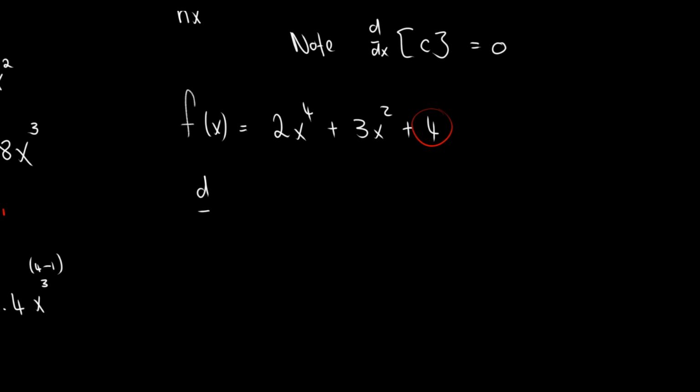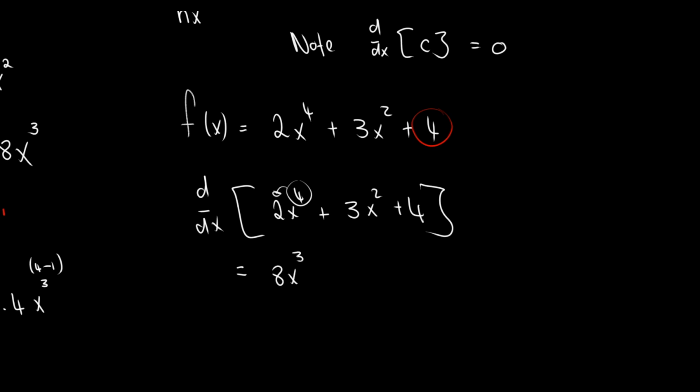So let's go find d over dx of 2x to the fourth plus 3x squared plus 4. I can say, well, the derivative of this is multiply forward, subtract 1. That gives me 8x cubed plus 6x, and that is my derivative of the function given.